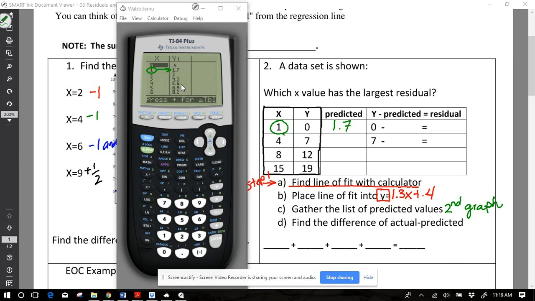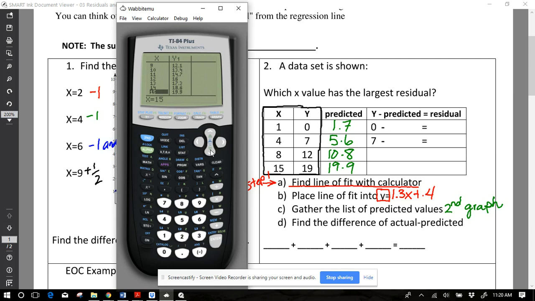Okay, do the same thing with 4. 4 is at 5.6. Okay, I don't see 8 up there, so what I need to do is to scroll down using the arrow down. I want to go see 8. Okay, there's 8, and I see that the value next to that is 10.8. And now I'm going to scroll down again in the calculator until I get to 15. Okay, great, there's 15. And then that value on the line of best fit is 19.9. Okay, so let me just erase that there. So now I have a list of predicted values.